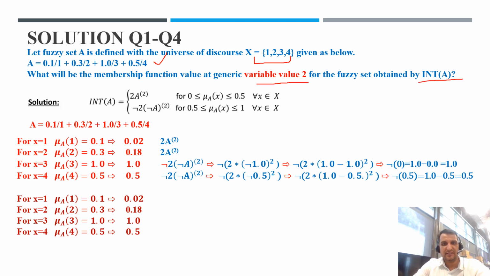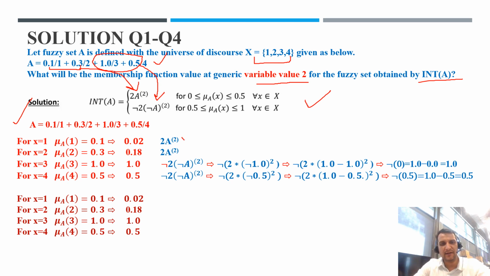This is the formula, and in the formula we have to evaluate: 0.1 is less than 0.5, 0.3 is less than 0.5, and for 1 and 0.5, in both these cases this formula will be applicable, right? So this is the fuzzy set A for x equal to 1, 2, 3, 4, and these are the elements, mu A1 is equal to 0.1, mu A2 is equal to 0.3, and so on.